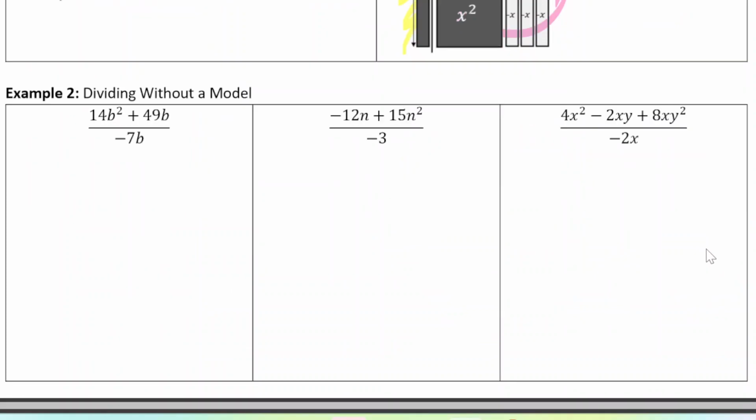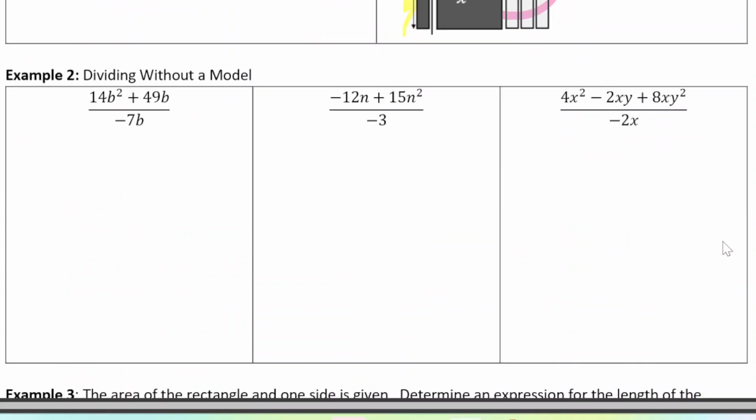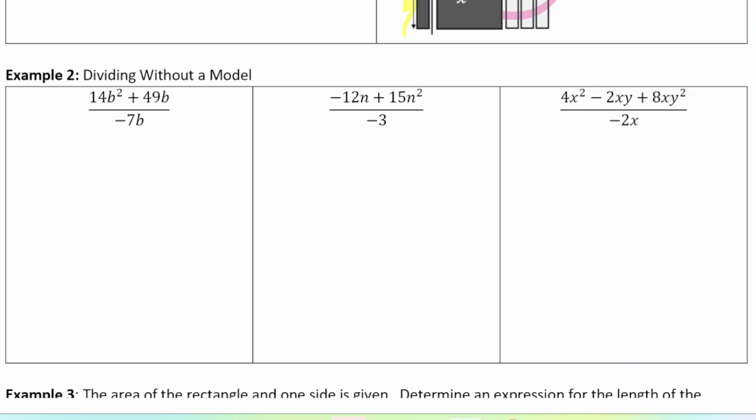Let's get into the examples. All right, so just like with distribution with multiplication, we need to think of this as division here when we see these fractions, and this is grouped essentially with a bracket. So this negative 7 is going to be dividing both of these terms. In fact, the first few times I do these with students, I like to write it out separately. So what this really means is 14b squared needs to be divided by negative 7b, and 49b needs to be divided by negative 7b. So let's go ahead and do those.